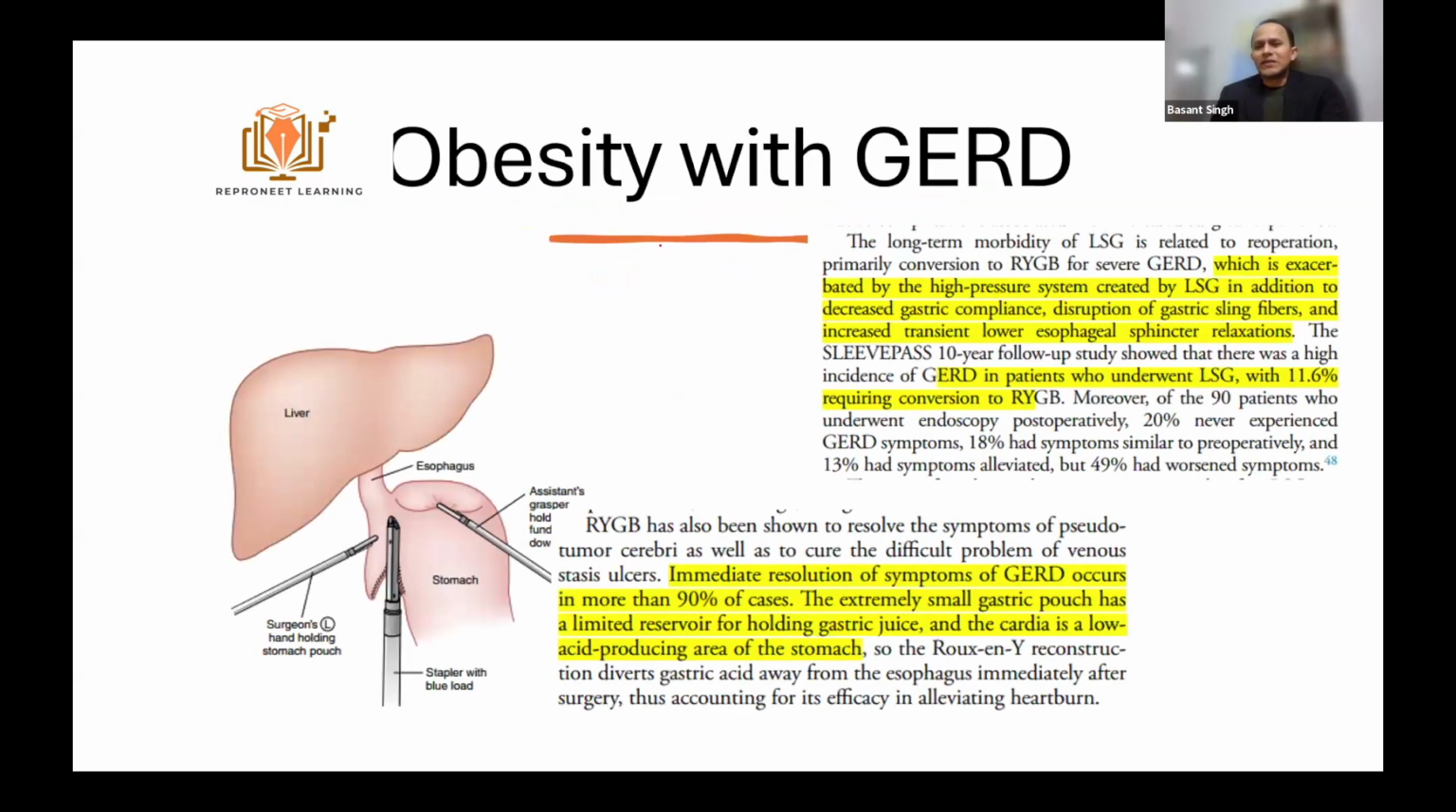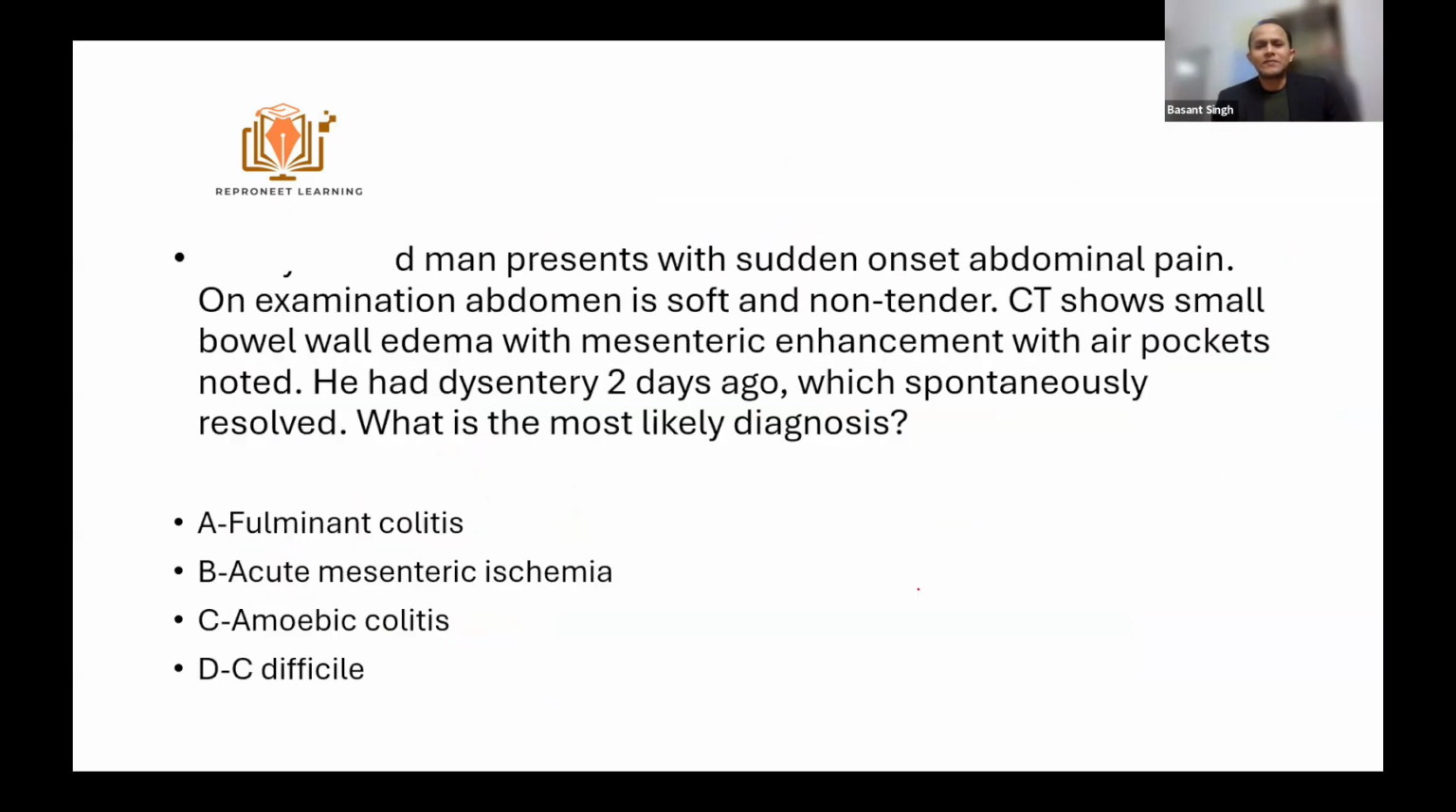So this basically is mentioned by all your standard textbooks. If you read your Sabiston or Bailey and Love, they have written that immediate resolution of symptoms of GERD is seen in more than 90% of cases in Roux-en-Y gastric bypass. This is due to the small gastric pouch, which has a limited reservoir for holding gastric juice, and the cardia is not an acid producing area of the stomach. That is again a concept that has often been asked in your previous papers also. So this becomes a very easy question.